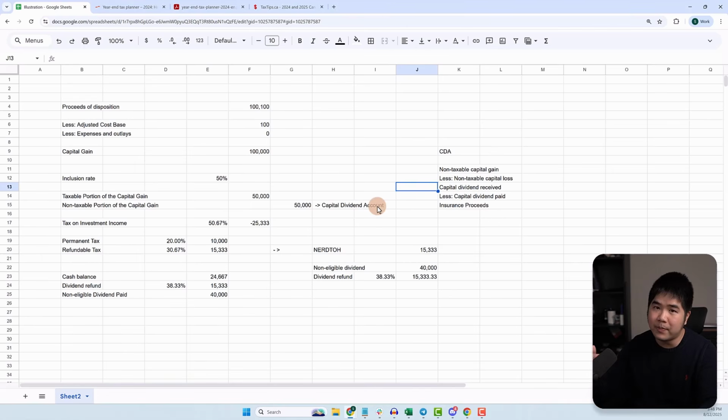Now, the process of paying a capital dividend is not very simple, so always talk to an accountant or a tax lawyer. You do need to file an election and some other forms to the CRA.